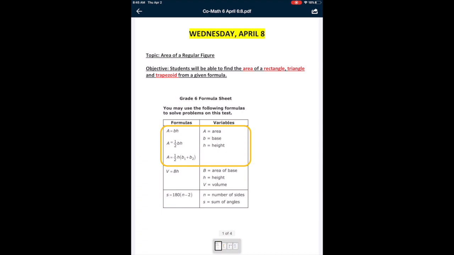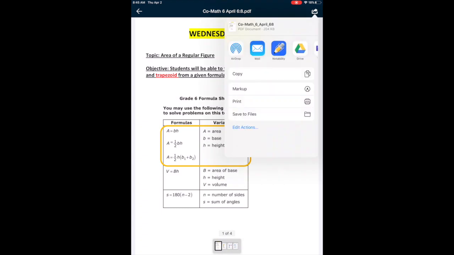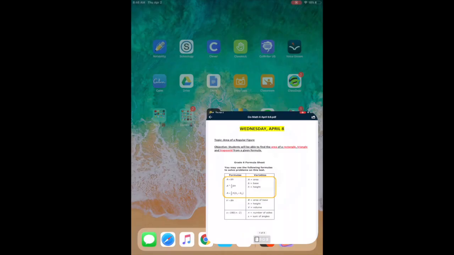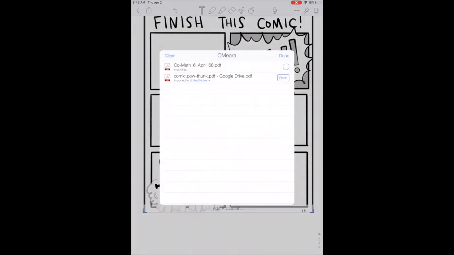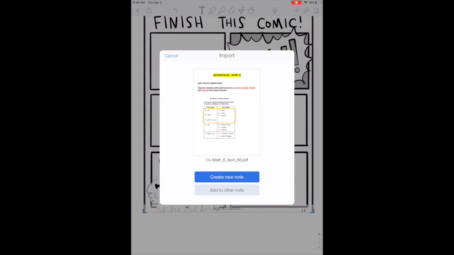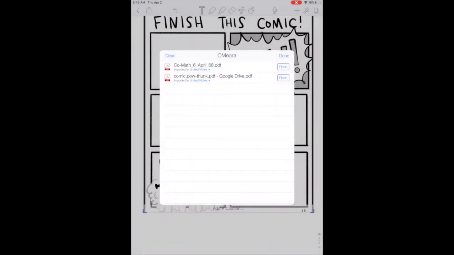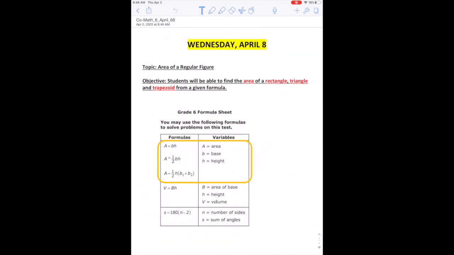This is the document we're going to work on today. So you are going to put it into Notability. Now you can click out of Schoology and go to Notability, create new note, import, open. So this is where you're going to work on it, and then you are going to submit it back to Schoology when you're done. So today what we're looking at is the area of a regular figure.